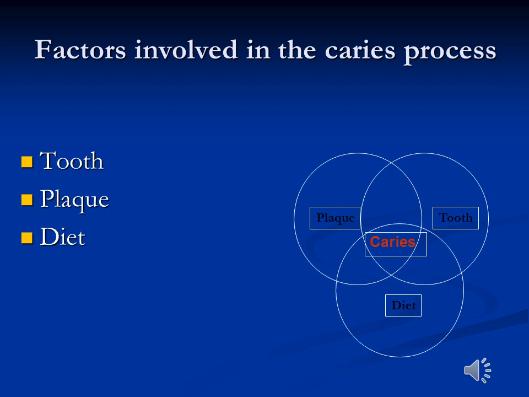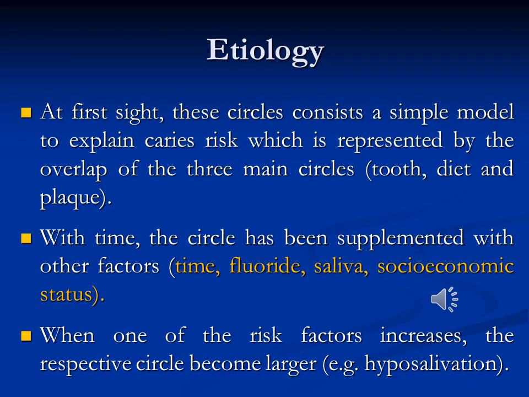The effect of time embraces all the factors, which means that caries doesn't occur unless there is a good period of time for all these factors to work together in order for dental caries to develop. At first sight, these circles constitute a simple model to explain caries risk, represented by the overlap of the three main circles: tooth, diet, and plaque. With time, the model has been supplemented with other factors, which we call secondary factors, such as fluoride, saliva, and socioeconomic status. When one of the risk factors increases, the respective circle becomes larger.